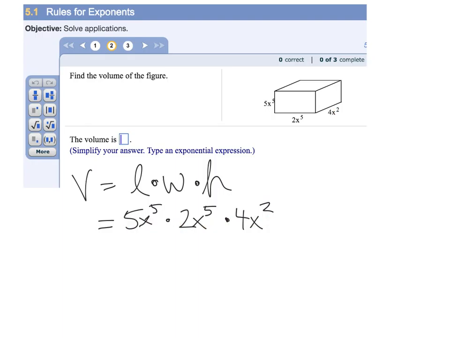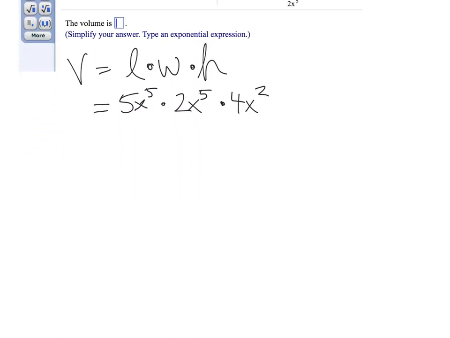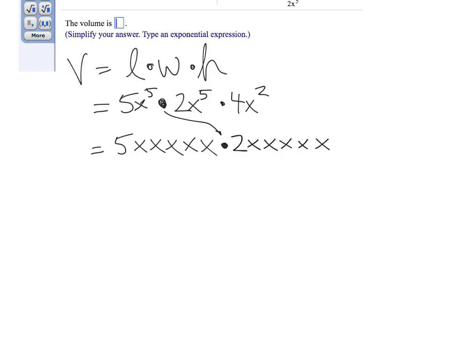So now we've got to simplify this. So how are we going to simplify this? Well, that becomes 5 times x times x times x times x times x. And then this times sign comes down. Now technically, I should put little times signs between all of these, but I'm getting lazy because I'm showing you the shortcuts. And then you've got 2 times x times x times x times x times x. And then here's another times sign. And then you've got 4 times x times x.